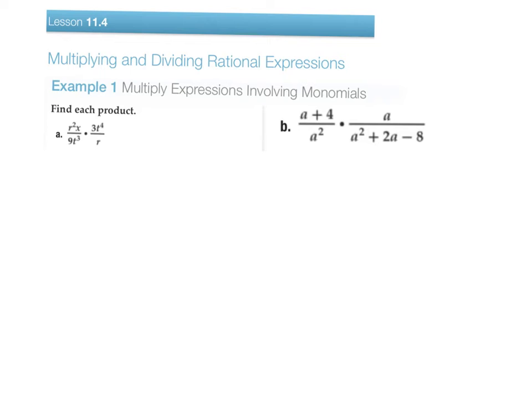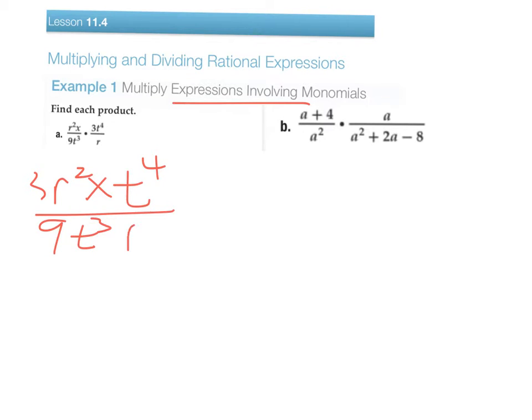Okay, to do multiplication, all you do is multiply the letters by counting and multiply the numbers. So we have an r squared, and we have an x, and we have a t to the 4th, and we have a 3 on top, and then on the bottom we have 9t cubed and r. All I do is put them together.